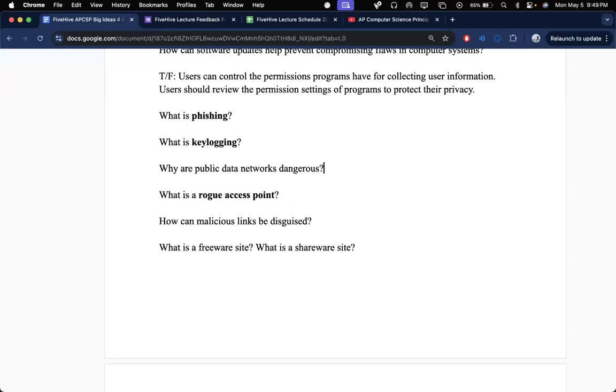So you can use a VPN to hide your location or hide your access, if that makes sense. And that protects you from those rogue access points and people trying to hack into your computer, or at least trying to get information from you over that public Wi-Fi, I should say.